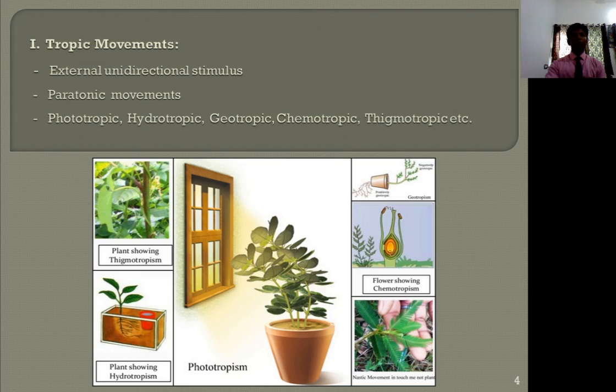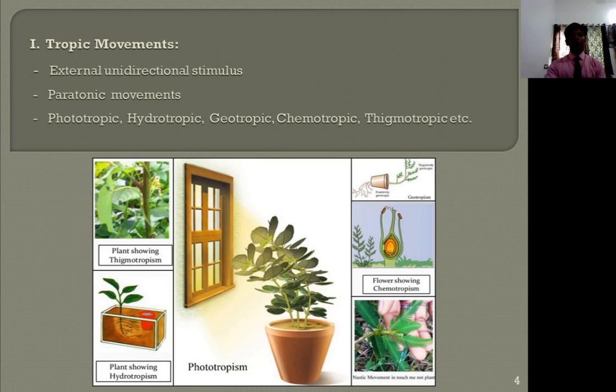Which movements are called as tropic movements? The plant movements which occur in response to the external unidirectional stimulus are called as tropic movements. In other words, the paratonic movements which occur in response to the external unidirectional stimulus are called as tropic movements.